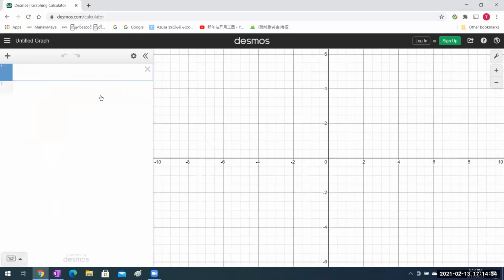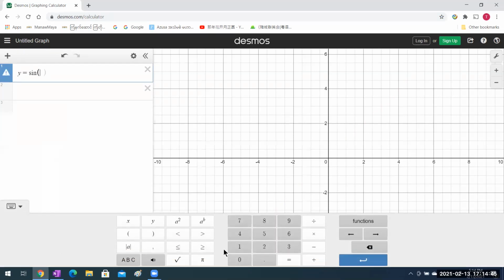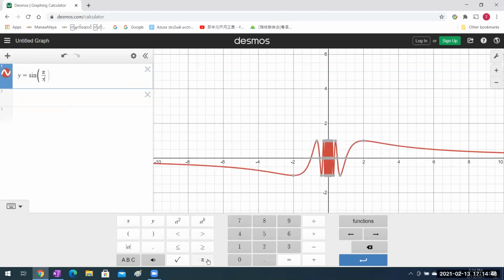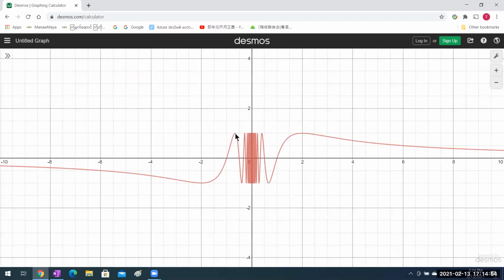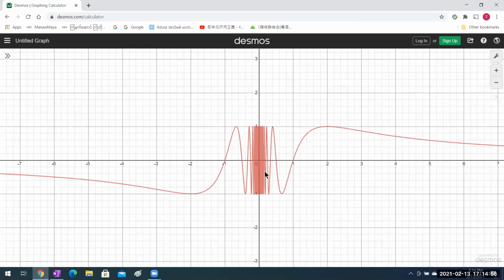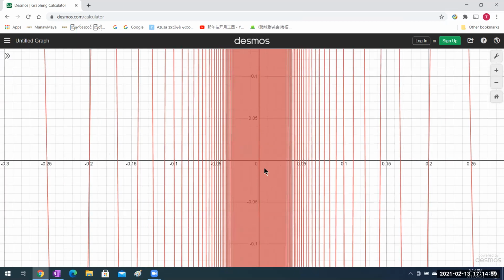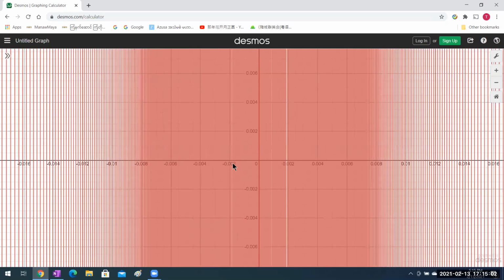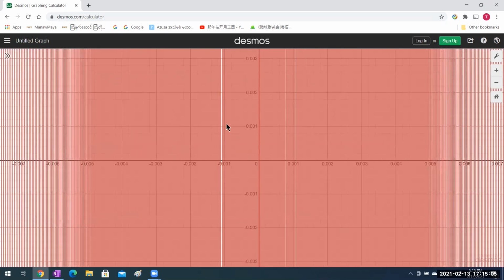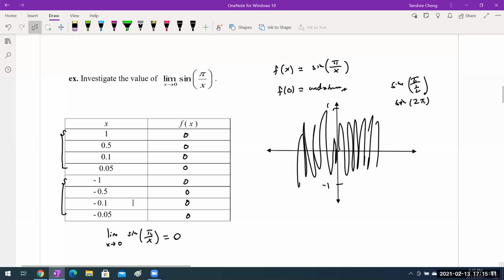In a graphing calculator, I can basically type in y equals sine of pi over x. As you can see, the graph is oscillating. If you enlarge it, it keeps on oscillating back and forth as x gets closer and closer to 0, as I pointed out. That's why the graph looks like this. So the limit never reaches a single numerical value. So these are the function values.